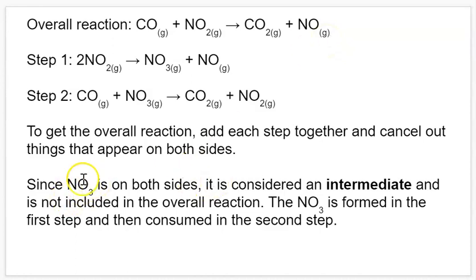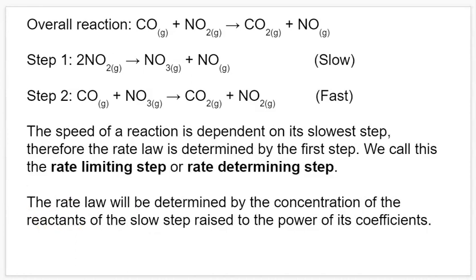As I mentioned earlier, the NO3, since it's on both sides, we consider this to be an intermediate. So this is a substance that is being formed in the chemical reaction that is not part of the overall reaction because it is made and then it is consumed. If we want to determine the rate law of a multi-step reaction, we need to figure out which step in the reaction is going to have the biggest impact on the rate. Because like I said before, each of the steps is going to have its own kinetics involved with it. It's going to have its own activated complex and its own activation energy and its own likelihood of occurring.